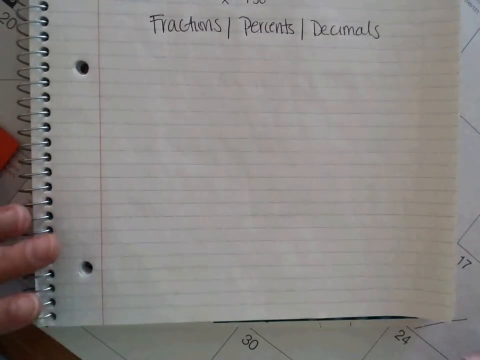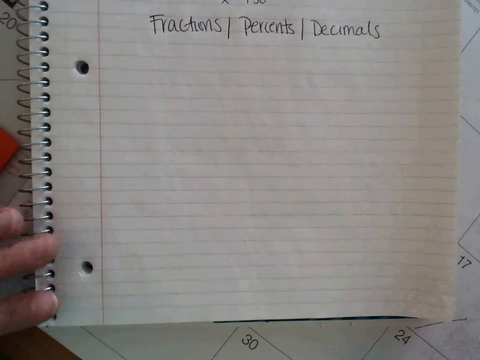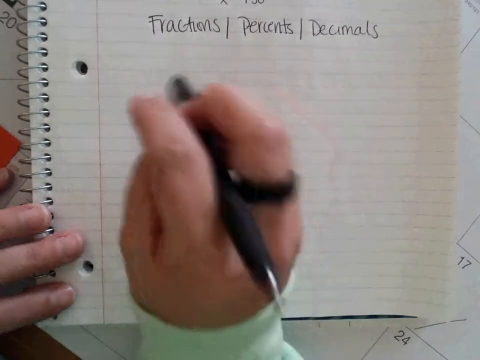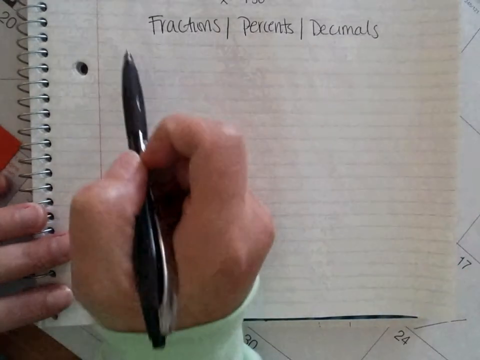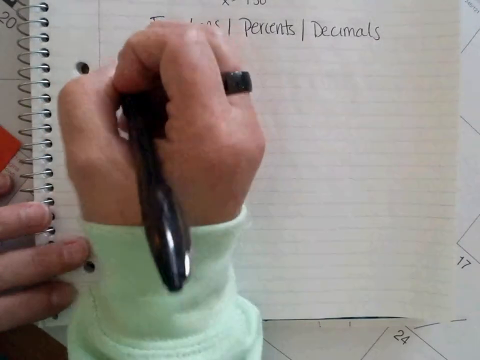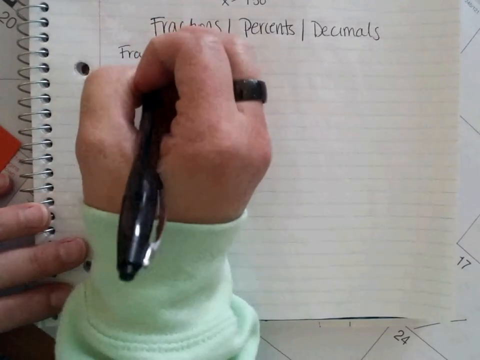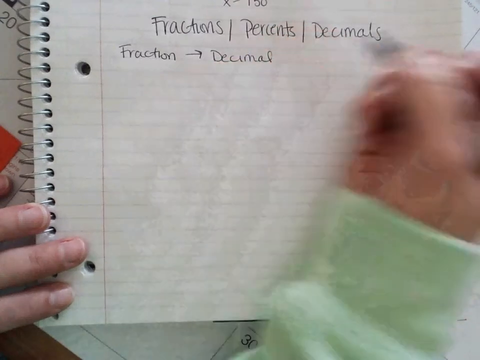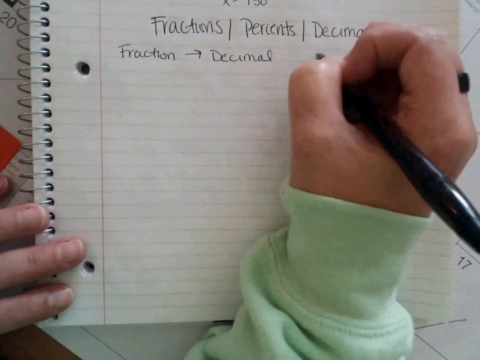We are going to go over how to change fractions to percents to decimals and vice versa. Percents to fractions to decimals, and decimals to fractions and percents. We've already talked about changing fractions to decimals and decimals to fractions. When you go from a fraction to a decimal, all you do for this is divide.